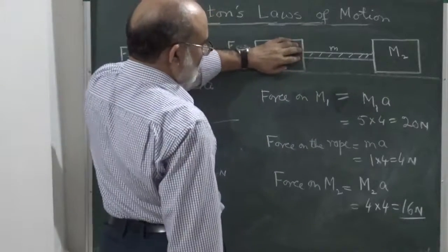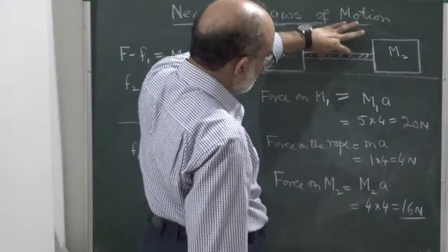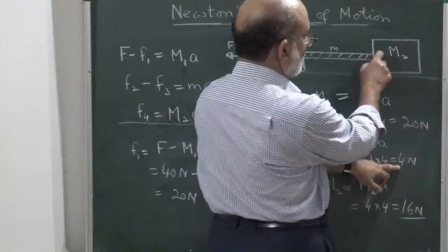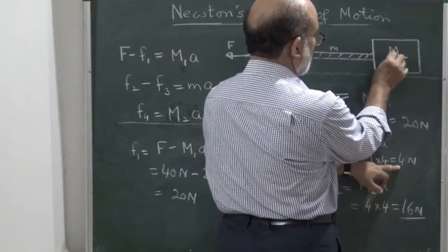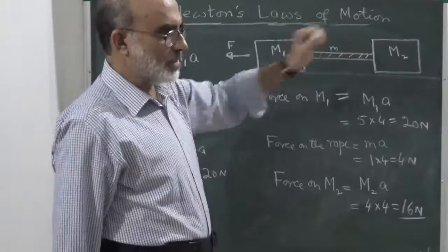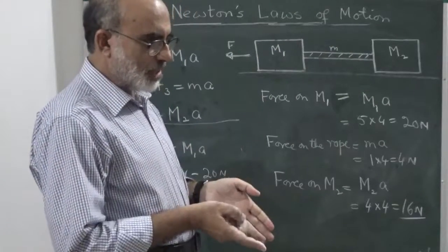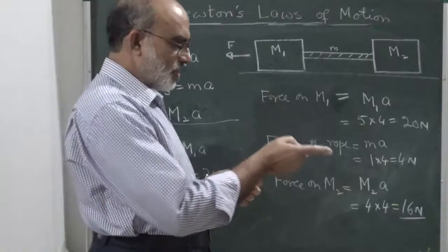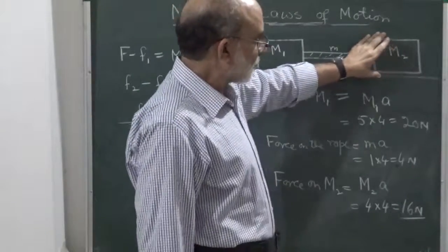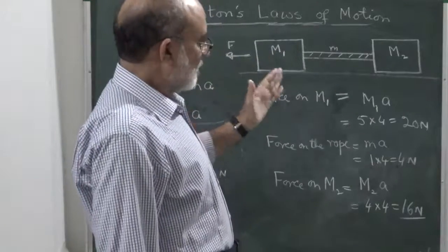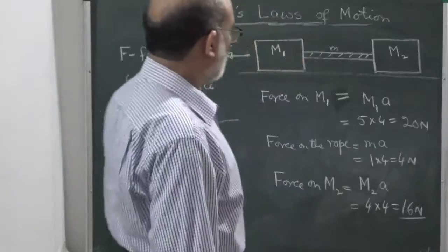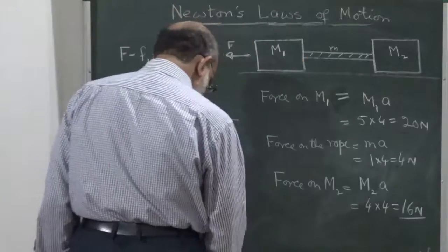Now out of the 40 Newton, 20 Newton is reserved for this block, and the remaining 20 Newton is transmitted to this. So you have seen how this 40 Newton has been divided. The bigger the mass, the larger force it takes, because they have to accelerate with the same acceleration. They divide the force according to their inertia or according to their masses.